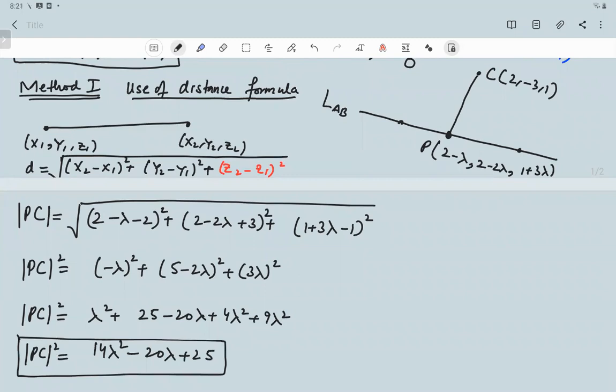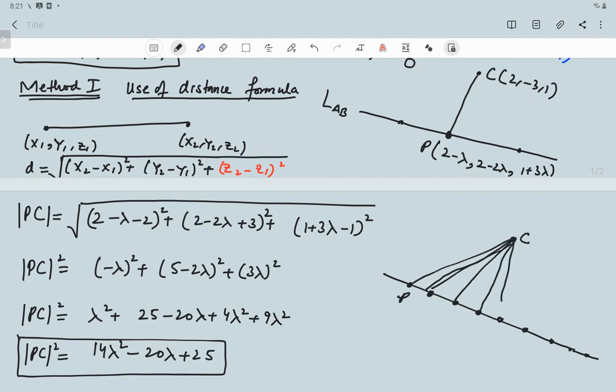Okay. Now you should note that as the lambda changes, P keeps on changing its position. P can be here, it can be here, it can be anywhere. And the PC that we want to calculate is the minimum. We are not interested in any other value of PC. We want to calculate this distance, indicated by this red one, which is the shortest of all.